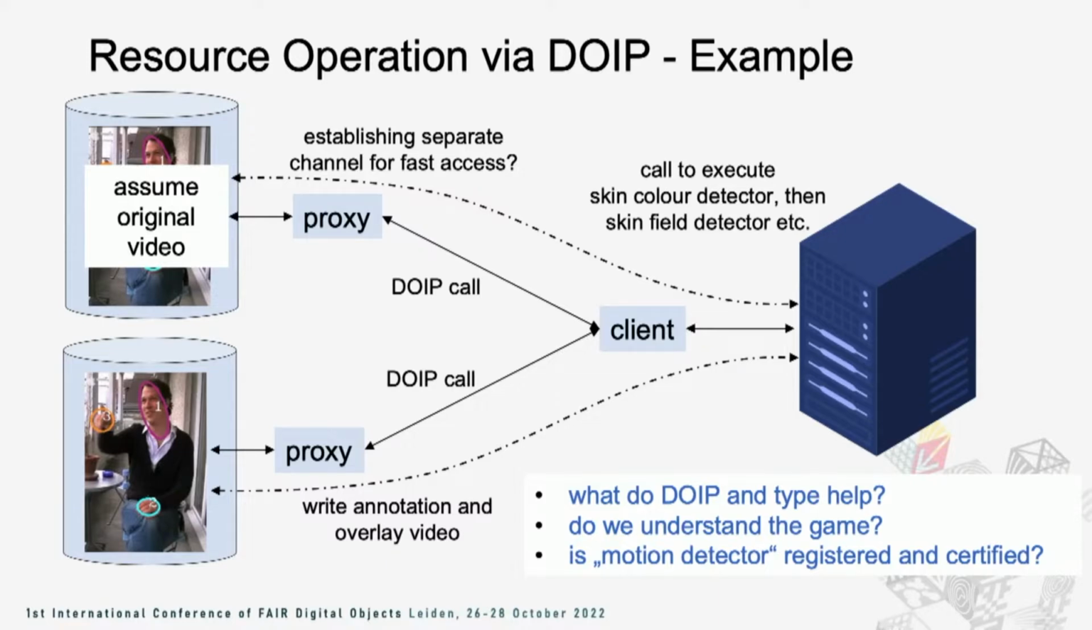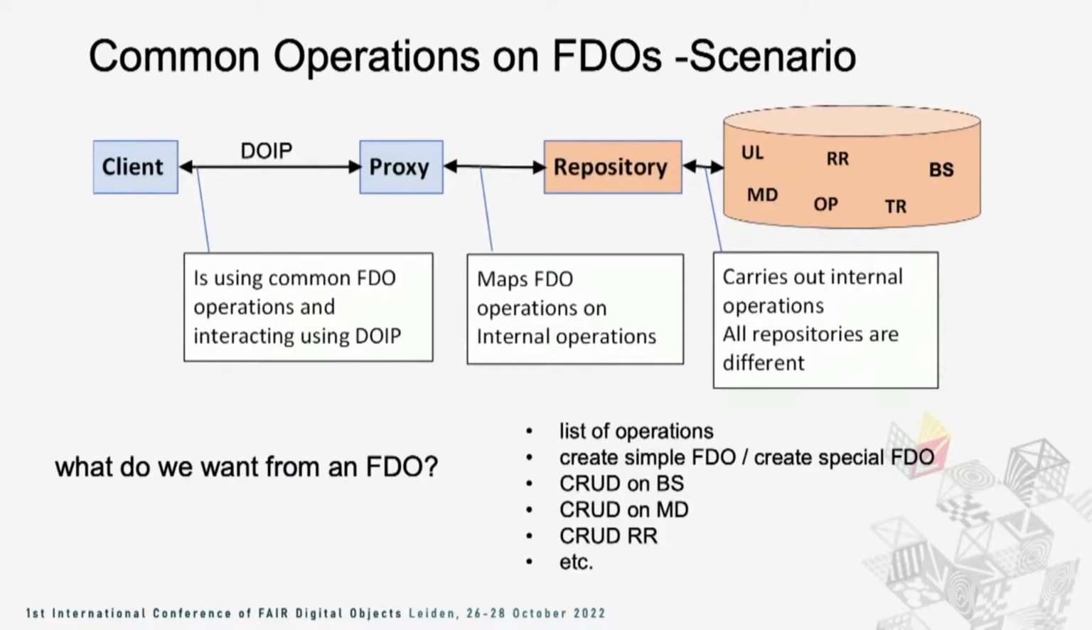How do we do this? What does DOIP, if we use such a protocol, really help? And where are the security mechanisms? Where are the security issues which you have to solve if you work with sensitive data? No people want to have their faces online for everyone. So if you look at these operations, you have to make sure that this is happening in a secure environment. So I'm just raising issues, not giving answers, as you can see here.